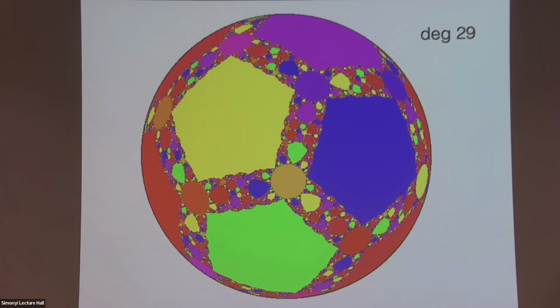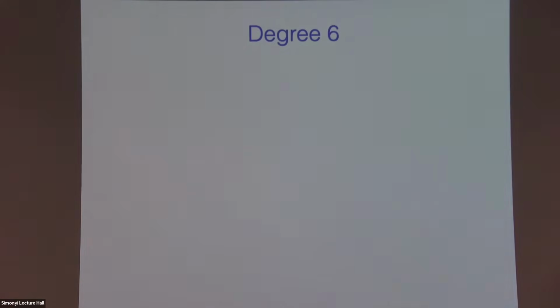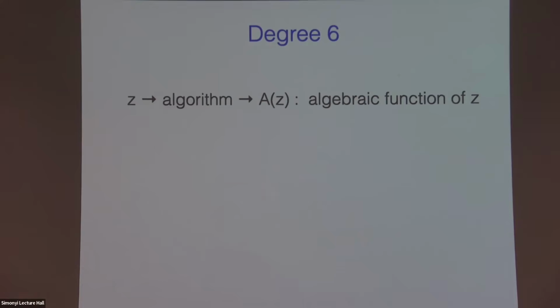Okay, so the frontier is degree 6. And I want to conclude with an open problem about degree 6, but it's not my problem. Let me say the problem first. So what we've been doing is taking some number, like our initial guess, running it through an algorithm, and what comes out at the end of the day is an algebraic function of z. In other words, a multi-valued function that satisfies an algebraic relation with respect to the original number z. And it's a function of one complex variable, because we're doing all of our iteration in one variable. We're taking limits in the complex plane.